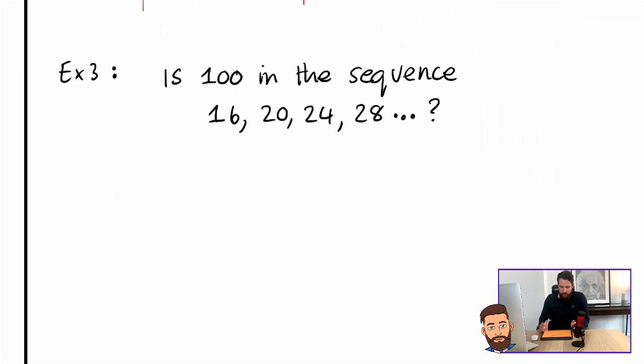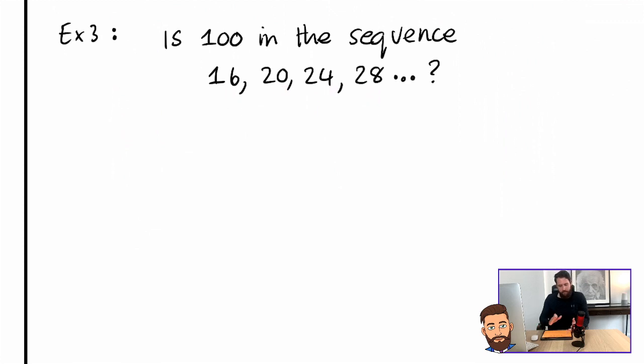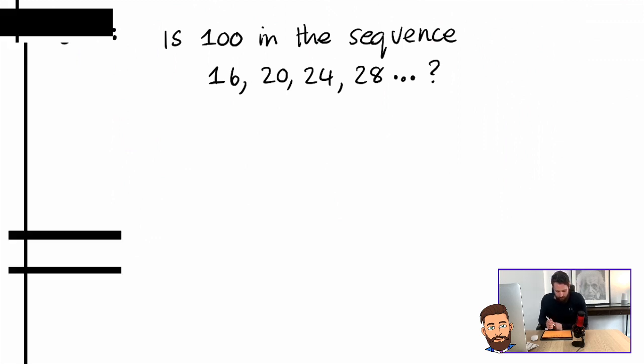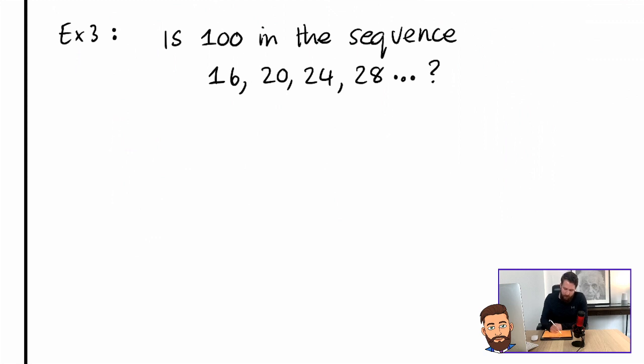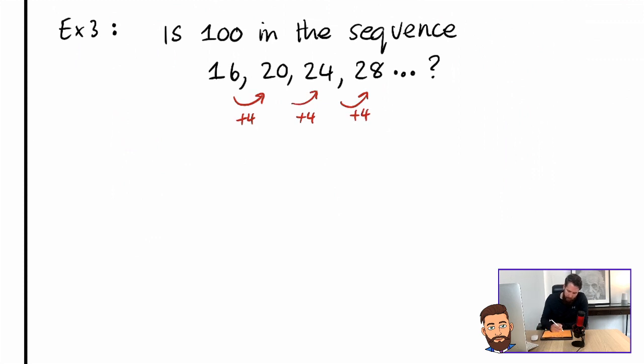Is 100 in the sequence 16, 20, 24, 28? Well, step 1, find the nth term. Here we haven't been given the nth term, so we have to find it ourselves. Now recall, how do you do that? First thing you check is what is the sequence changing by? This sequence is going up by plus 4 each time. So to find the nth term, remember, you write 4n because it's going up by 4.